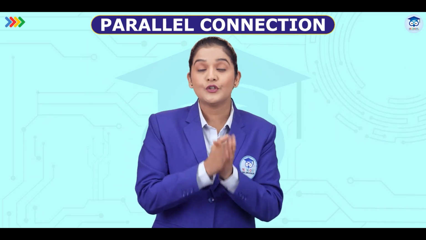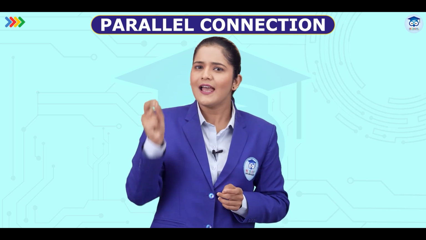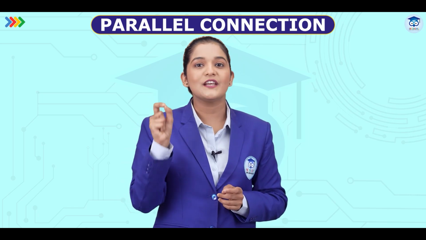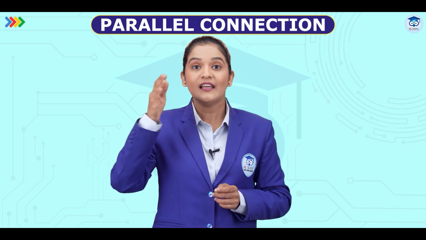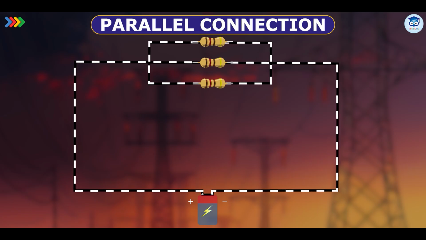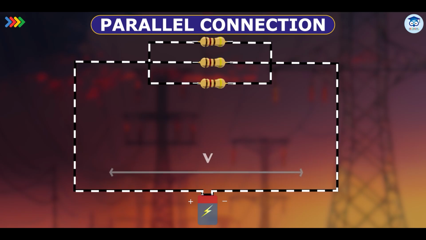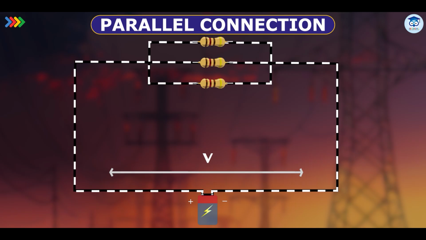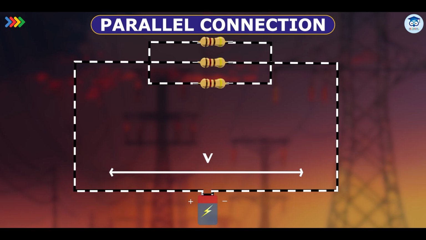Let us now proceed to understand the concept of the parallel connection of resistors and derive the expression for their total resistance. In a parallel circuit, multiple resistors are connected such that each has its own separate branch, but all branches share the same starting and ending points. This configuration ensures that all resistors are connected across the same 2 points.